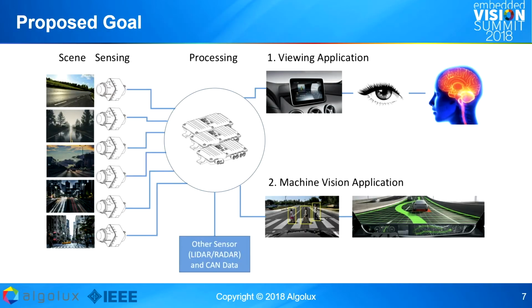And this is the idea, the reason behind the IEEE P2020 working group, which addresses two subproblems of the imaging chain. The first one is viewing applications, so images viewed by human observers through a screen in car. And the second application is machine vision applications, so self-acting ADAS and fully autonomous systems.